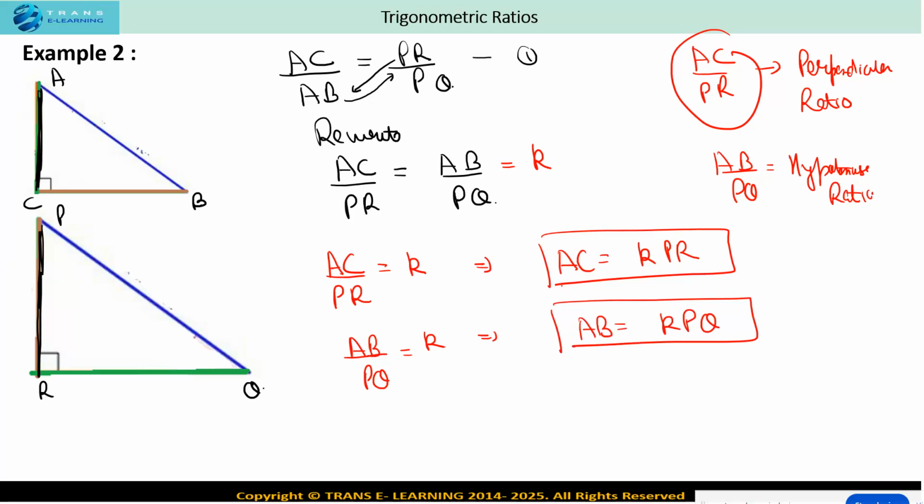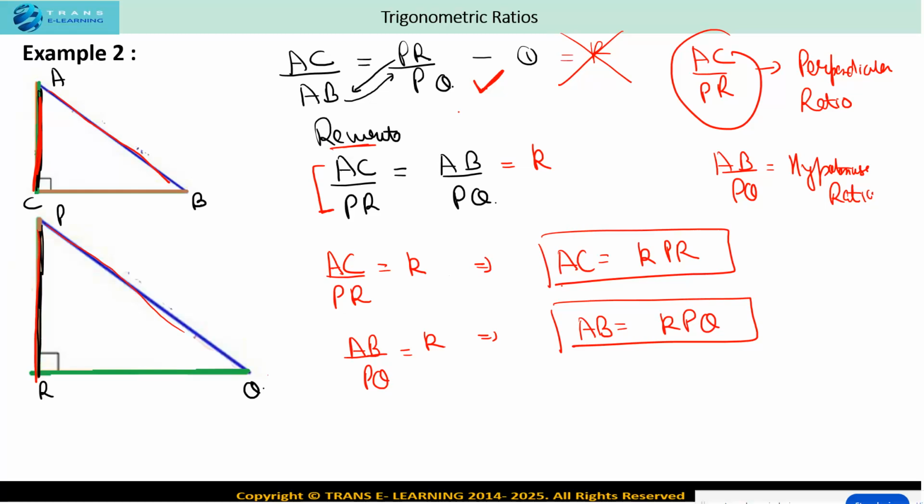This is a very, very important step. If you don't take this step and you just put this equal to K, you are not going to get the answer. So remember, you have to rewrite it taking the ratio of the perpendiculars of both the triangles and the ratio of the hypotenuse of both the triangles, and then make it equal to K, and then find out the value of one side in terms of the other.